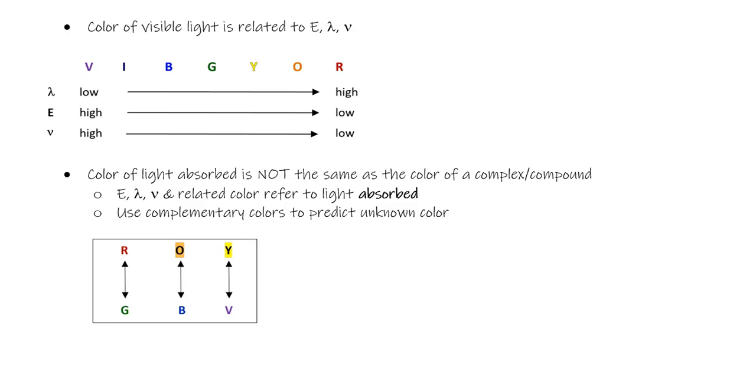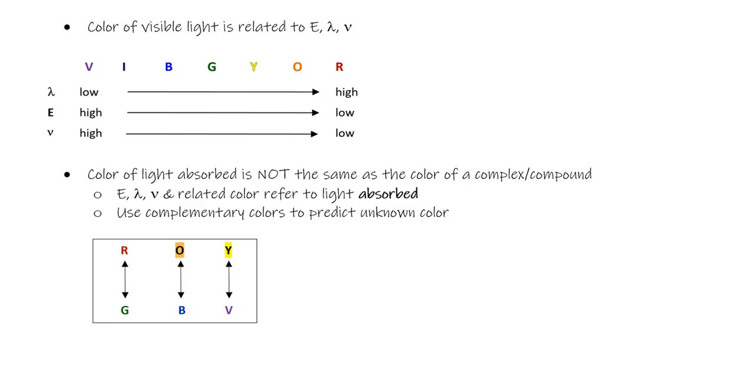The color of light absorbed is not the same as the color of the complex or compound. Whenever we calculate energy, wavelength, or frequency, these parameters and the corresponding colors always refer to the light absorbed. To move between color of light absorbed and the color a complex or compound appears, we use complementary colors. An abbreviated connection that is pretty easy to remember is to line up ROY and GBV like the diagram shows.